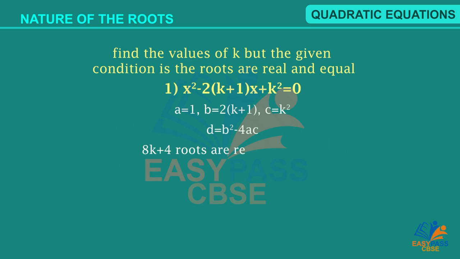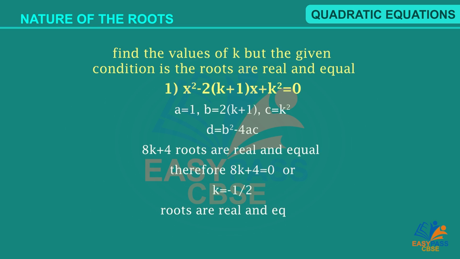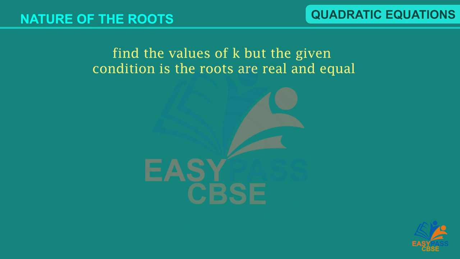The roots are real and equal, that means D is equal to 0, that means 8k plus 4 equal to 0, or k is equal to minus 1 by 2. So therefore, for k is equal to minus 1 by 2, the roots are real and equal. The same model, one more question.